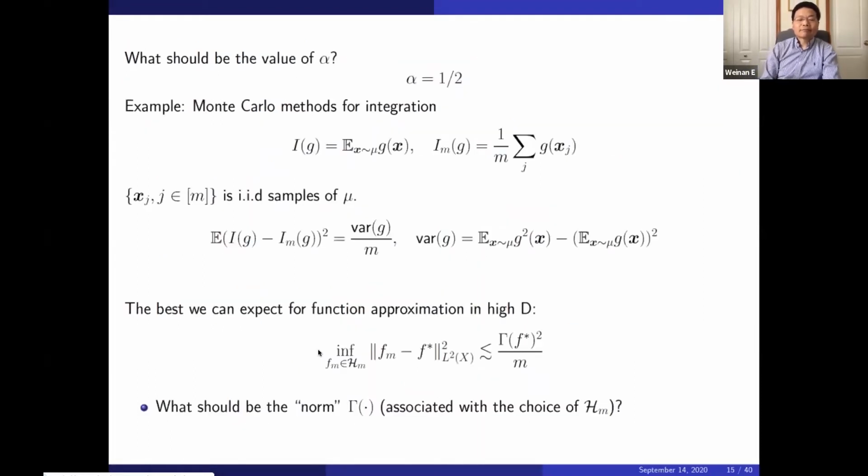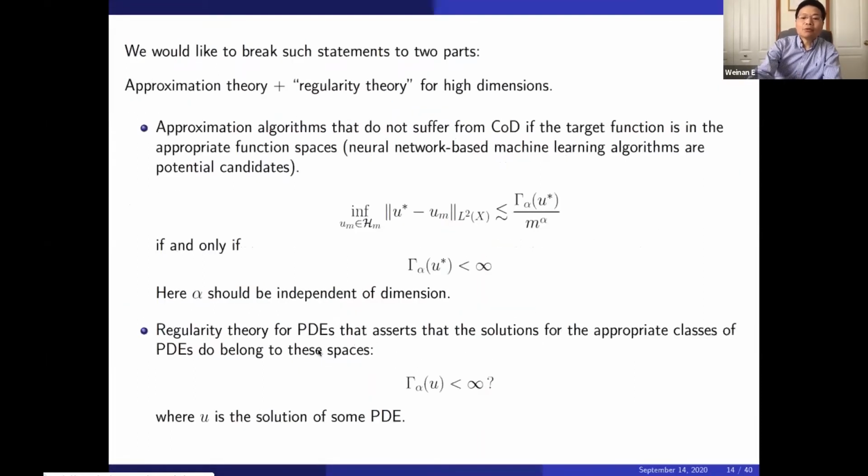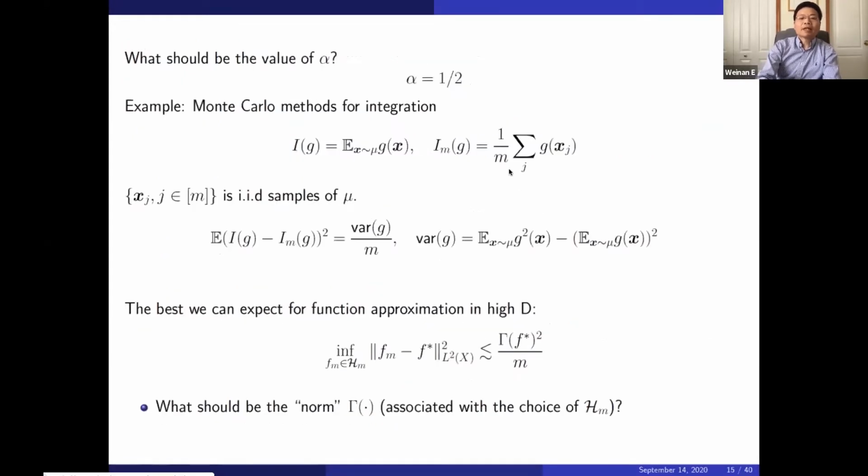Okay, so let me first address the question: what is the value of alpha? If this is true, what would be the value of alpha? Well, as you would probably expect, alpha should be half. Why? Well, this is suggested by Monte Carlo.